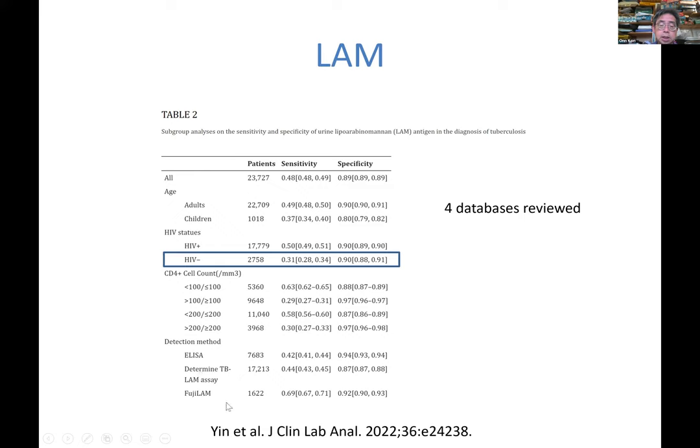Fuji LAM is the other urinary LAM test that is out there. WHO seem to have only validated the Alere cartridge.